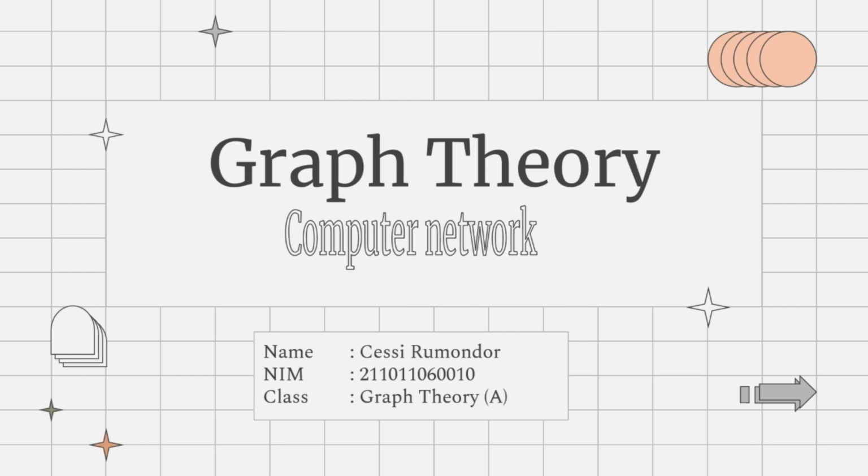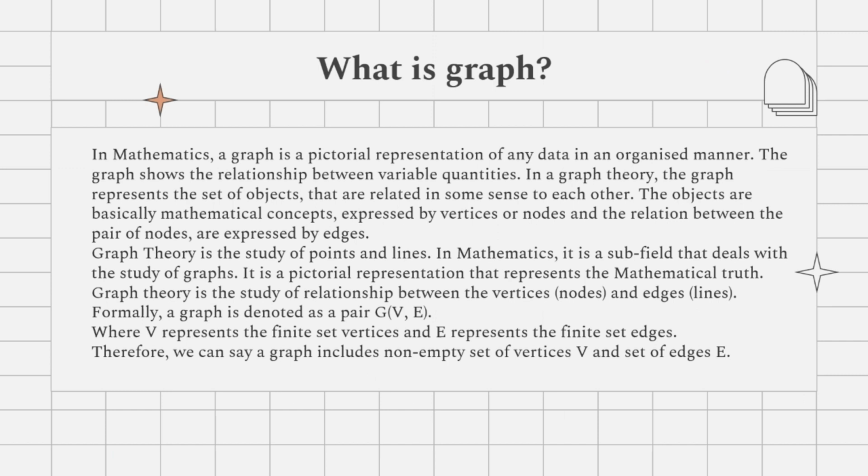Now I will discuss computer networks. What is a graph? In mathematics, a graph is a pictorial representation of any data in an organized manner. The graph shows the relationship between variable quantities. In graph theory, the graph represents a set of objects that are related in some sense to each other.